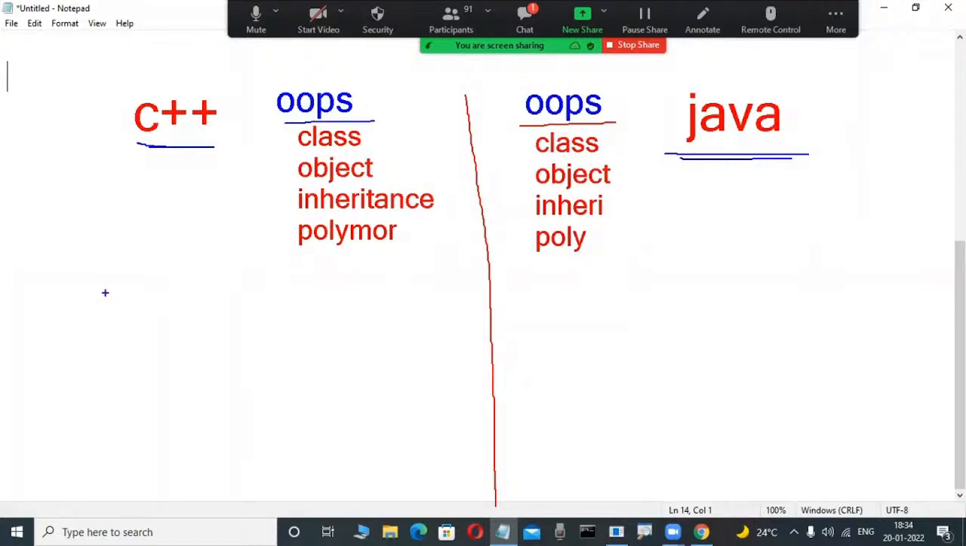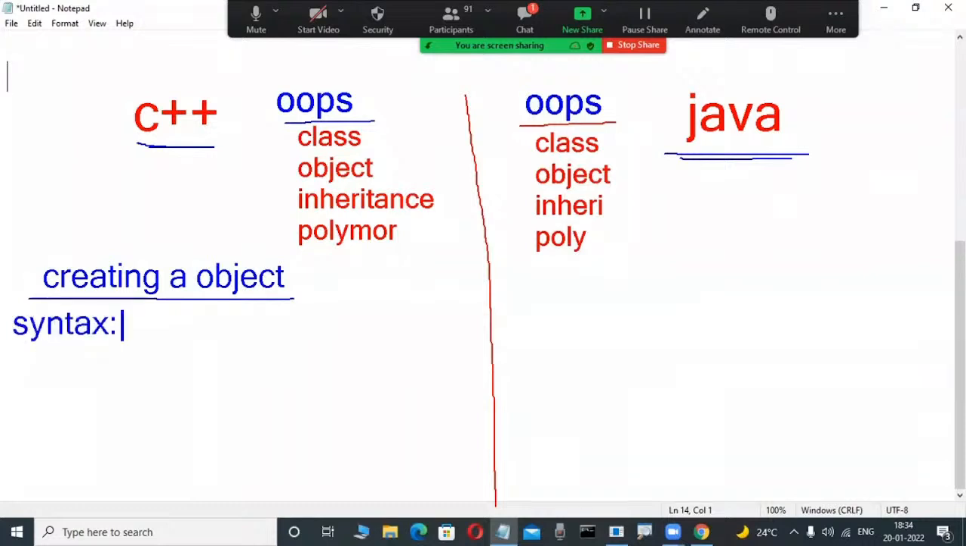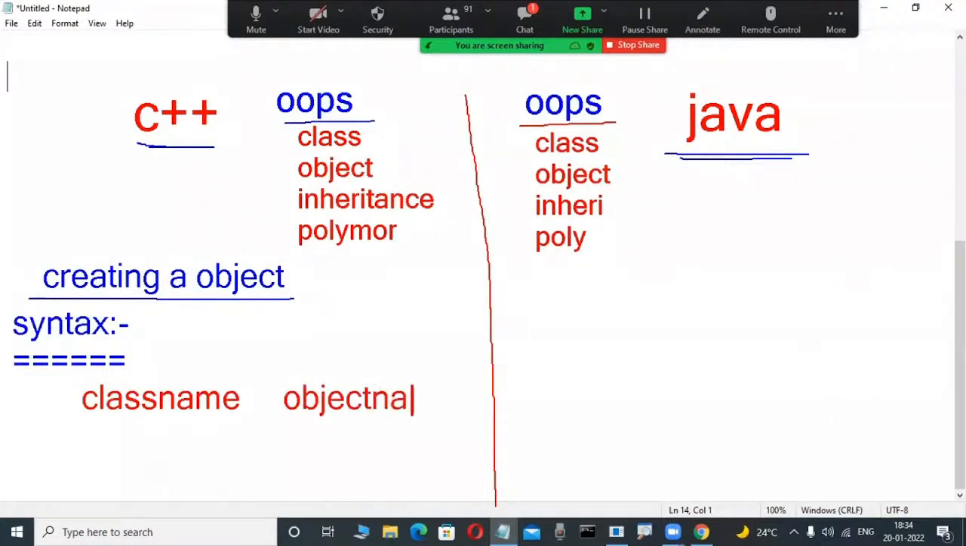But observe here. Anybody guess it? Suppose in C++, I want to create an object from the class, what is the syntax? Do technical persons have an idea? So many persons have an idea. Creating an object from the class, what is the syntax in C++? Observe the syntax here. In C++ it is class name, space, object name. This is the syntax to create an object from the class in C++.